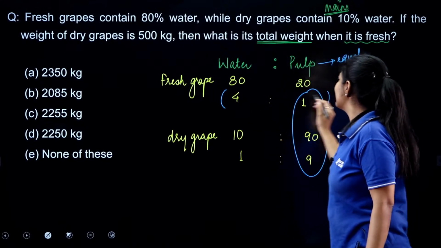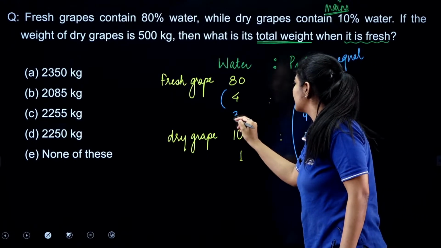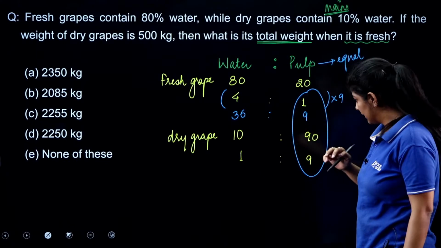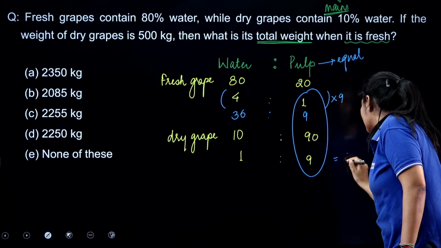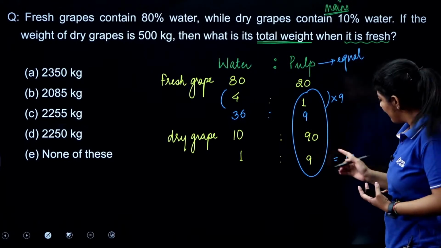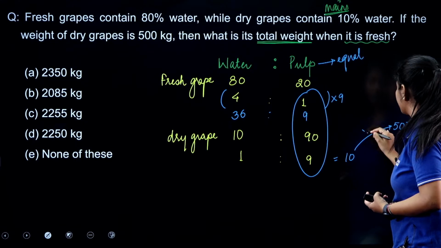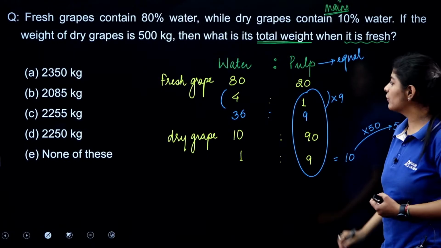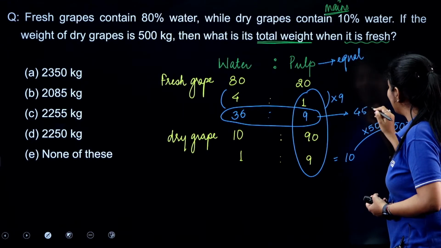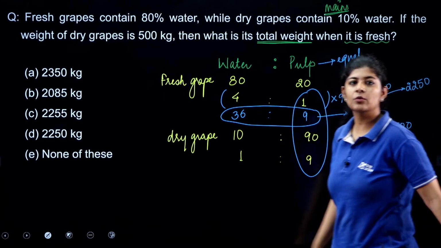So I simply multiply this ratio by 9 so that I can equate the pulp value. The new ratio that we got over here is 36:9, right? The question is saying that the total quantity of dry grape is 500 kg. But according to the ratio we are having 10, that means it is present on the multiple of 50. And we have to find out the value of this one, which is nothing but 45. Again it is present on the multiple of 50, and this is nothing but 2250.